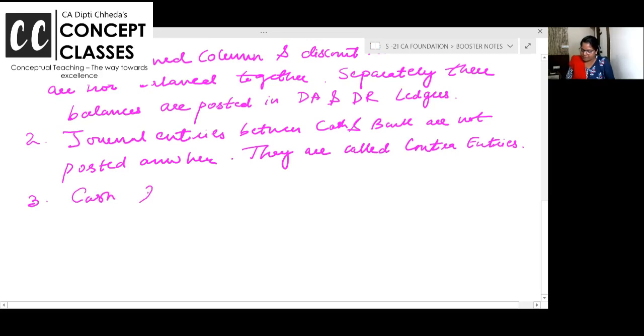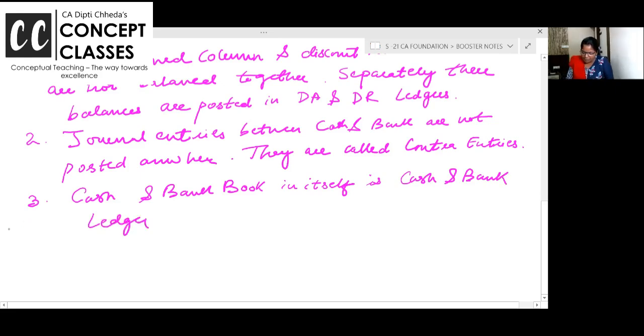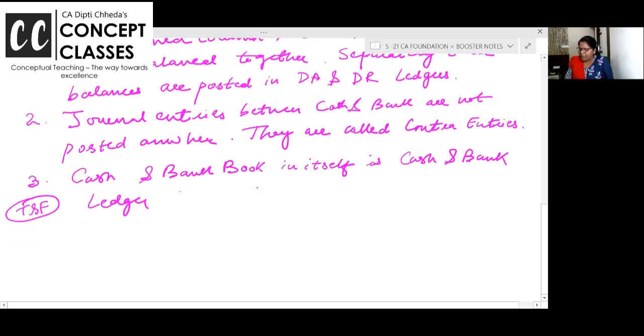Next point. Cash and bank book. Write down, please. Cash and bank book in itself is cash and bank ledger. This point is very important. You can write it; they ask this point a lot in true and false. Cash and bank book in itself is cash and bank ledger.